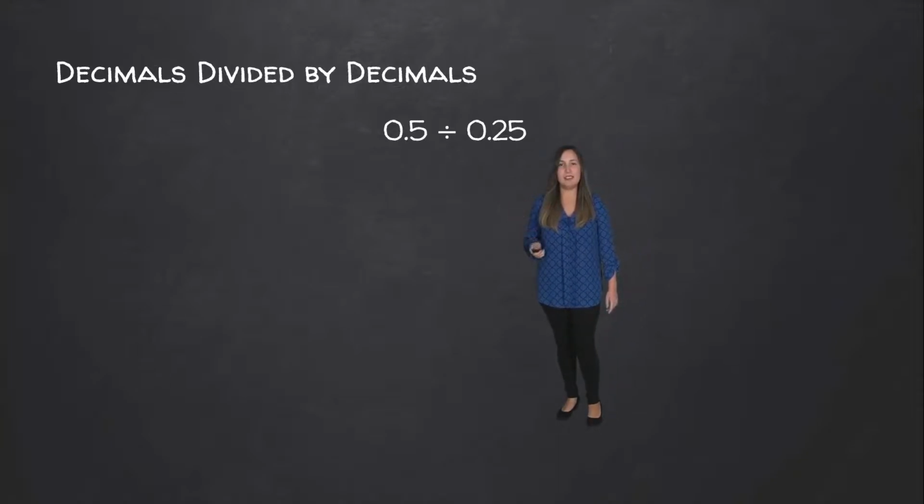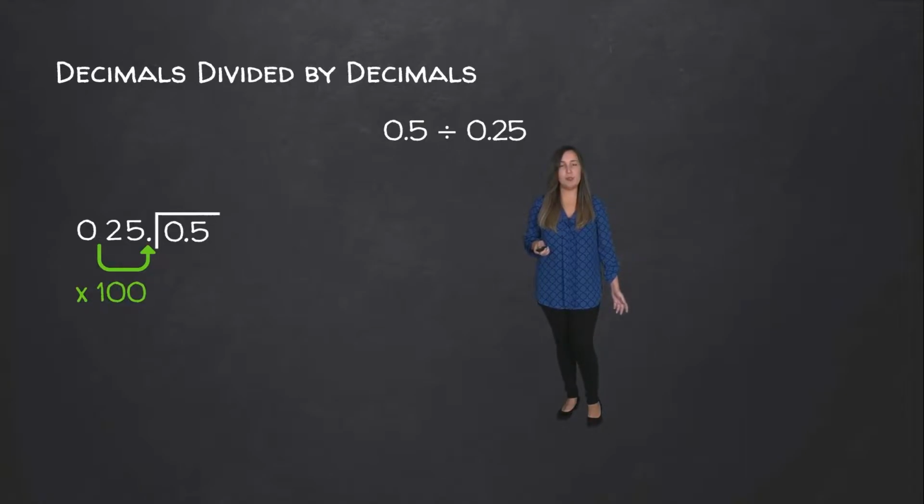Now, 5/10 is our dividend, so that number goes on the inside, and 25/100 is our divisor, so that number goes on the outside when we're doing long division. When we're dividing by decimals, we have to make our divisor a whole number. In order to do that, we multiply it by a power of 10, so either 10, 100, 1,000, 10,000, whatever it takes to make that number a whole number. In this case, because we're working with the hundreds, we're going to multiply it by 100.